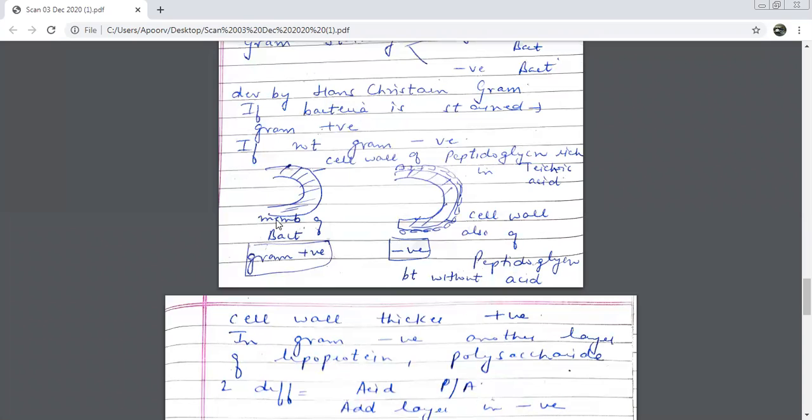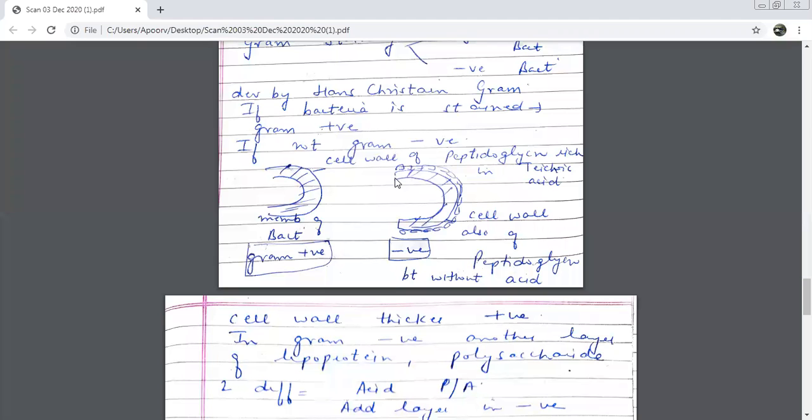See, this is a gram positive bacterium. This is the membrane that I've drawn. The cell wall of this bacterium is made up of peptidoglycan, which is very rich in an acid known as teichoic acid. Name the substance the wall is made up of. Peptidoglycan. And it is very rich in teichoic acid.